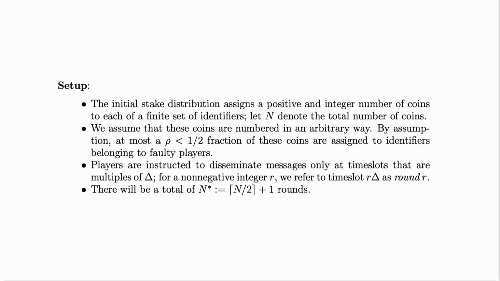And there's going to be a total of n star rounds, which is the upper integer part of N over 2, plus 1. And again, if you know the Lewis-Strong protocol, this shouldn't be surprising. Basically, we're choosing some number that's just larger than the largest possible number of faulty coins, or coins that are owned by faulty players here.